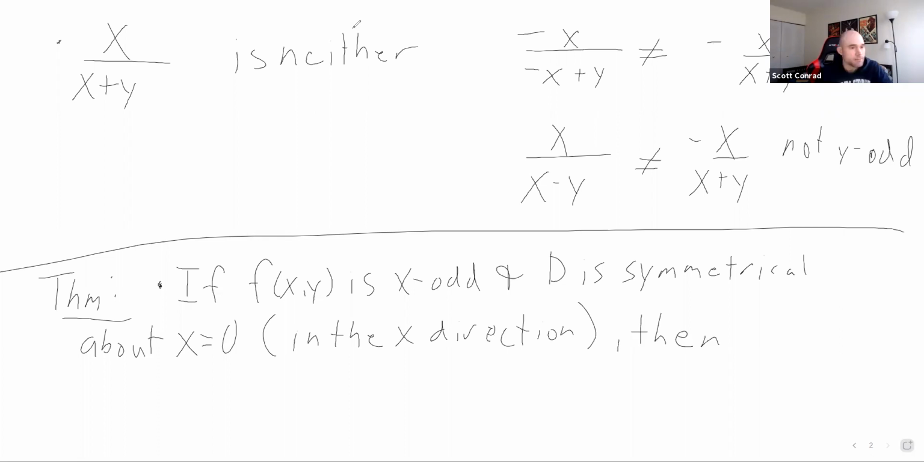So if the region we're integrating is symmetrical about x equals 0, then the integral over D of our function is 0. So if your function is x odd and the region you're integrating over is symmetrical in the x direction about x equals 0, then your integral is 0. No integration necessary. You can just eyeball it and say that integral is 0. Very easy.